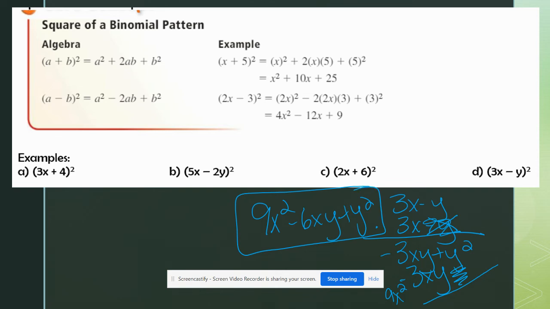So as you can see, you can use the shortcut if you are okay with it and you want to try it. Otherwise, any of the methods we learned in our last set of notes work for squaring binomials, as long as you make sure you don't just distribute that square.